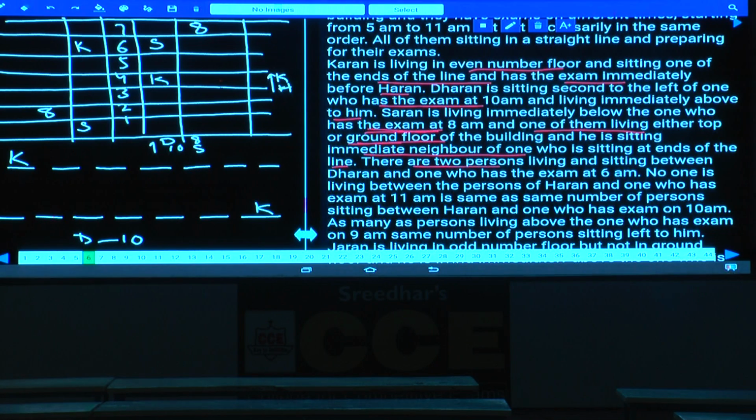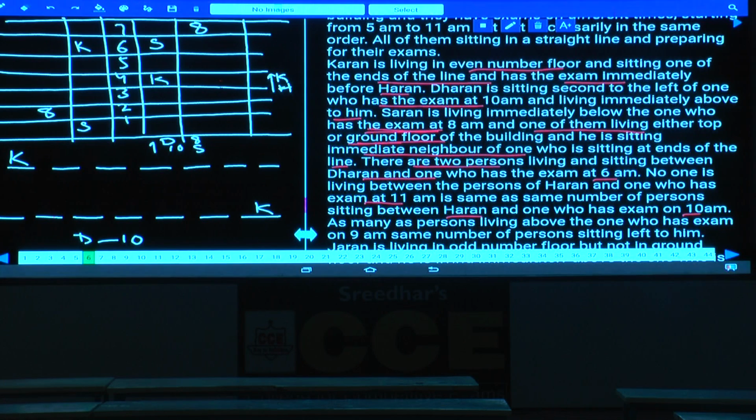There are two persons living between Dharan and the one who has the exam at 6 a.m. Between Dharan and the person who has the exam at 6 a.m., how many persons? Two persons. No one is living between Haran and the one who has the exam at 11 a.m. These two persons are adjacent to each other. The number of persons between Haran and this one is the same as the number of persons sitting between Haran and the one who has the exam at 9 a.m.